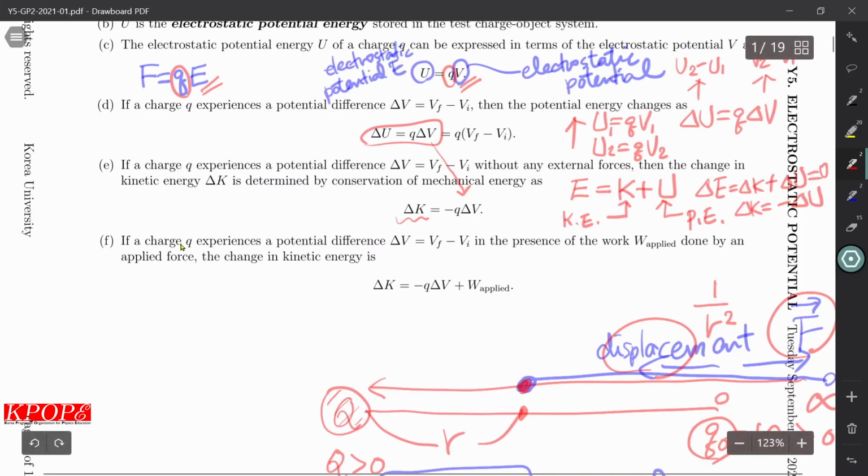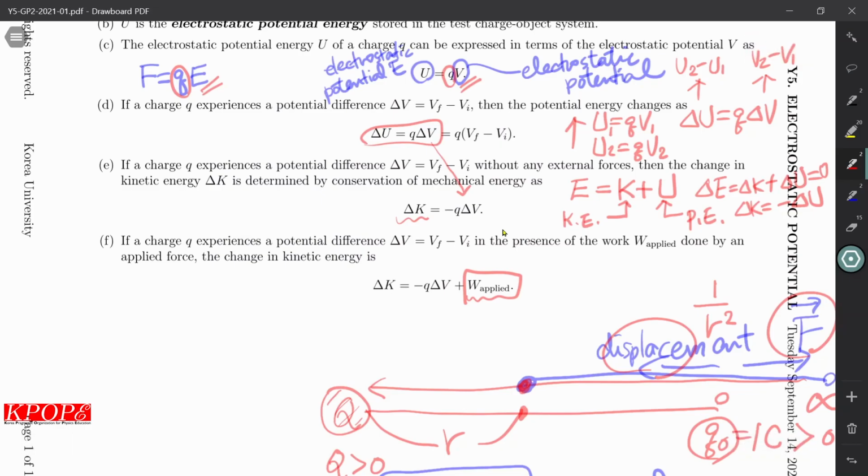If a charge Q experiences a potential difference in the presence of work done by an applied force, the change in kinetic energy is like that. This is additional work that is independent of the electrostatic force. Then we have an additional term to change the kinetic energy.